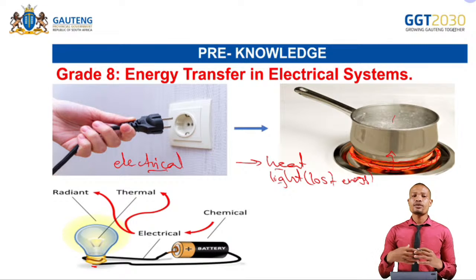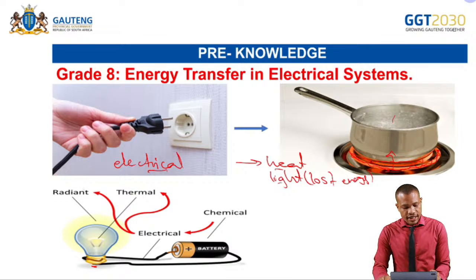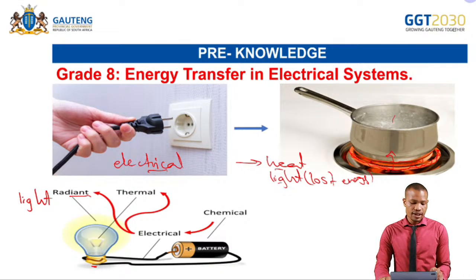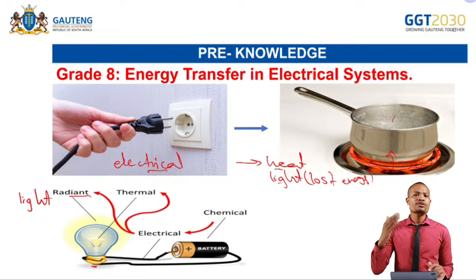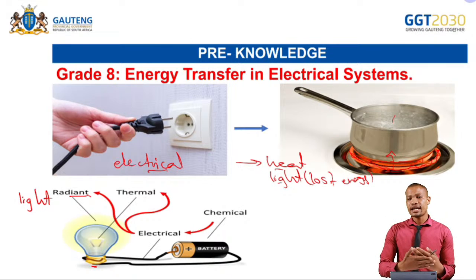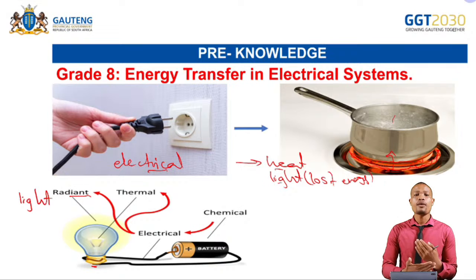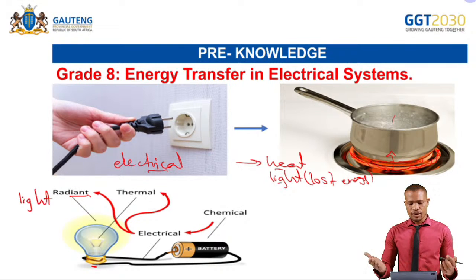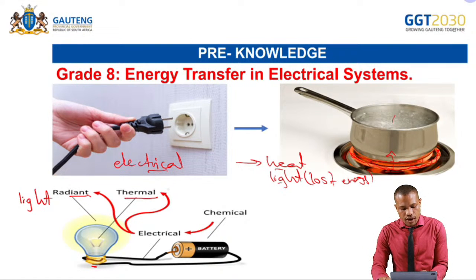That bulb is going to glow, and when it glows, it has what? Radiant or light energy, right? So we converted what? Electrical into light. But then when you touch the surface of that bulb, you're going to feel that it gets warm. So there's also what? Thermal or heat energy.